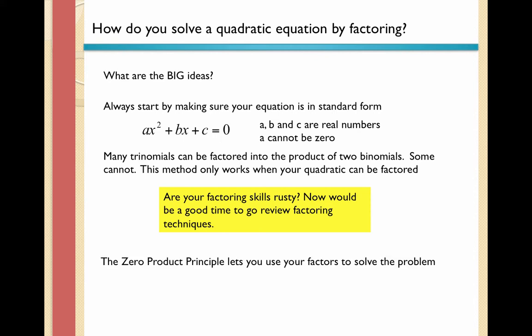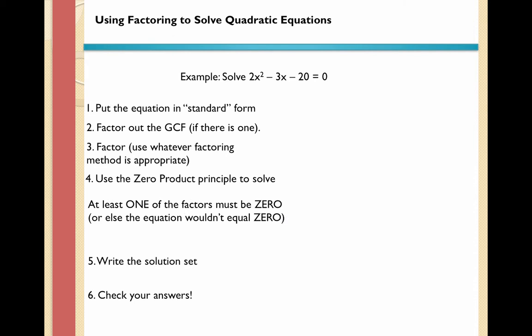We also use something called the zero product principle, and that's what lets you use your factors to solve the problem. So let's put it all together and see how it all works. I've got a few examples for you. The first step, make sure we're in standard form, and yep, our equation is already in standard form. Now we start our factoring process, always looking for a greatest common factor first, because that always makes it easier, but there's no greatest common factor we can take out.